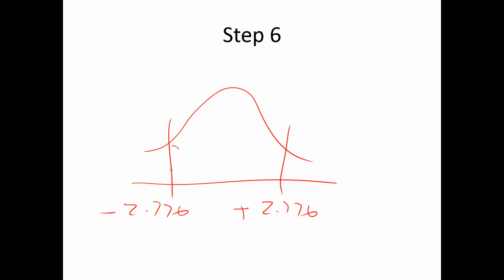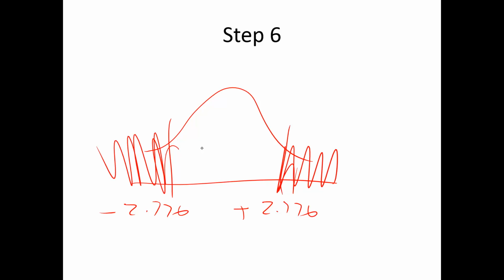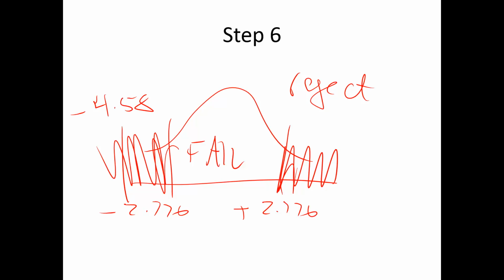So step 6 is, do we reject the null? So I've got 2.776, and then 2.776, this is the negative side, so reject is out here in the tails, and fail to reject is out here in the middle, and we're way over here at negative 4.58. So we would reject the null. There is a significant relationship between math ability and belief that it is innate, such that as math ability increases, belief decreases, or the other way around. As belief increases, math ability decreases.